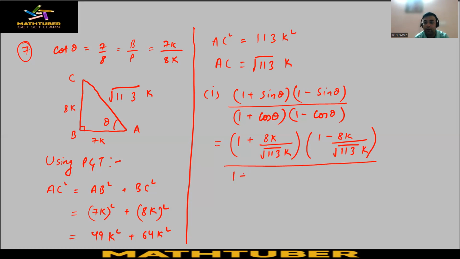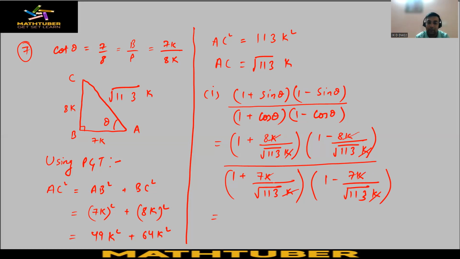Similarly, we can find out the value of cos theta here, which is base upon hypotenuse, which will be 7k upon root 113k, into 1 minus 7k upon root 113k. So k will cancel out each other, and you can see here that in both the numerator and denominator we can apply the identity a square minus b square, because this is a plus b into a minus b.